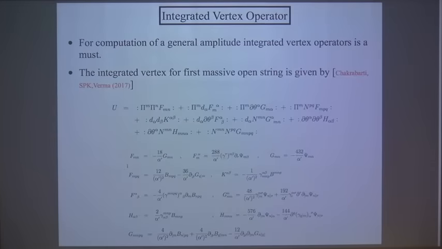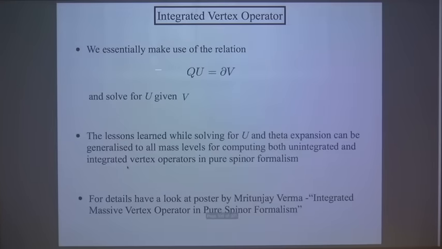So with this, let's go to the integrated vertex. I'll just give the form. It is given by this, comprising 10 terms, and this is in terms of all three superfields that I mentioned. The way we solve for this is using this equation, which relates the integrated vertex operator to the unintegrated vertex operator through the BRST charge and the worldsheet derivative. So the point is, given V, solve for U. And we did that, and the result was in the previous transparency.